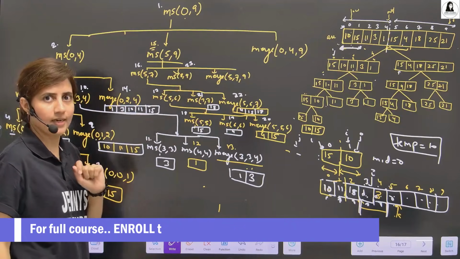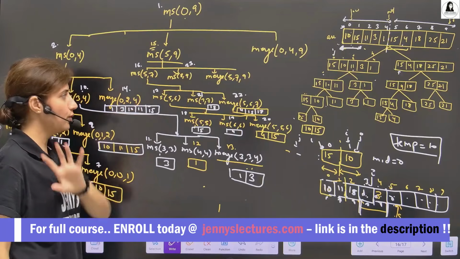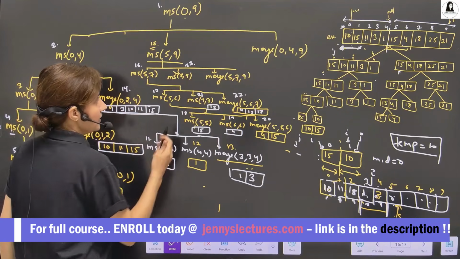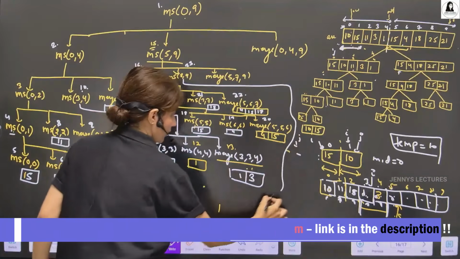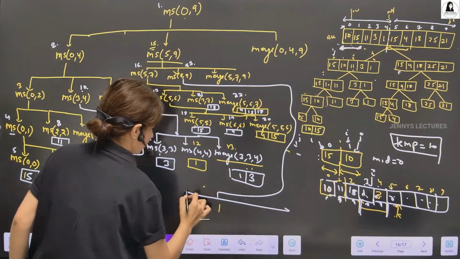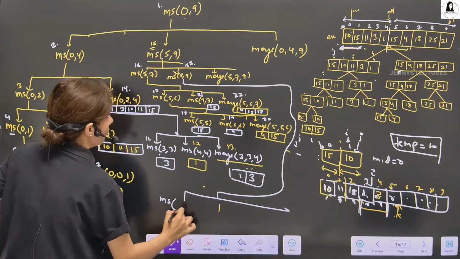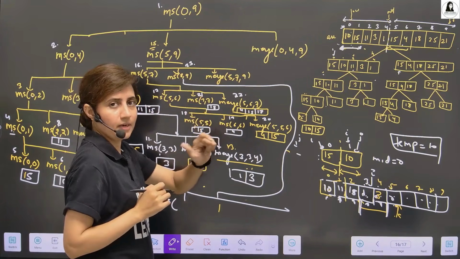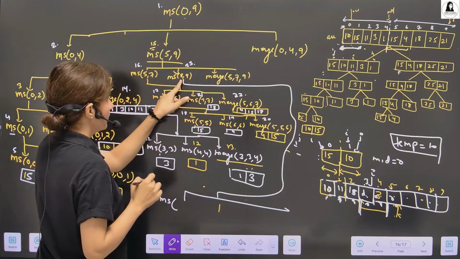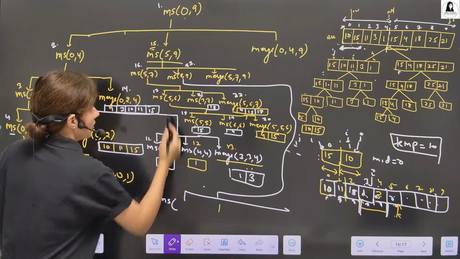Now this would be 23. This one, 23: 8 and 9. Is low less than high? Yes. Again it will call. So I'll just simply write down this because I don't have space. So here, merge sort, low is 8, high is 9. What is mid? 8 plus 9 is 17, divided by 2. That is 8 only. So again we call.